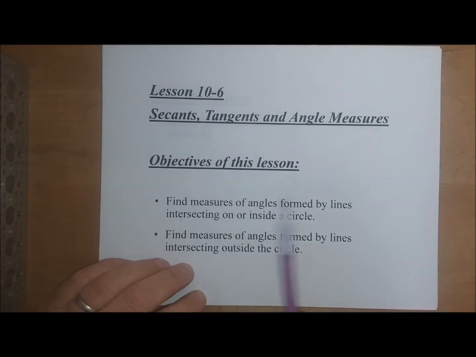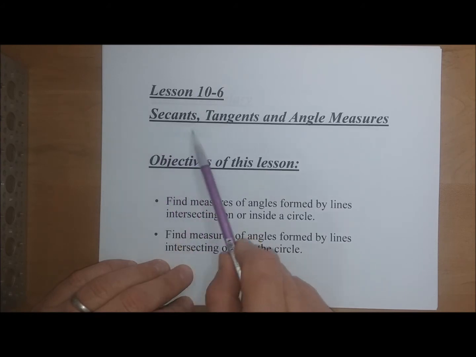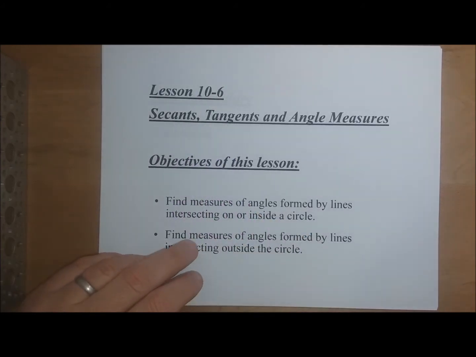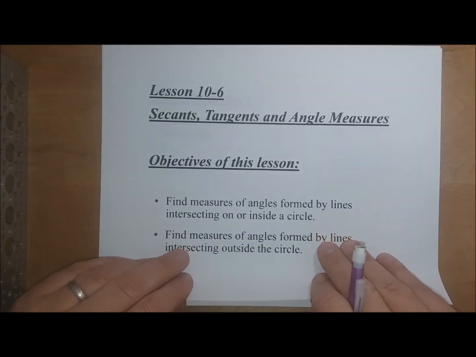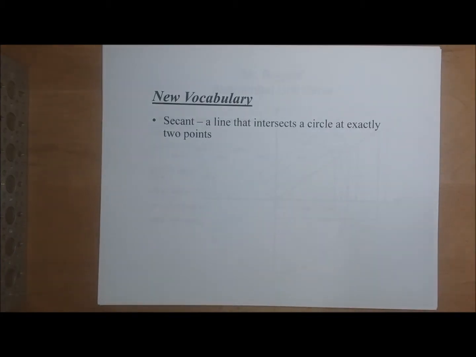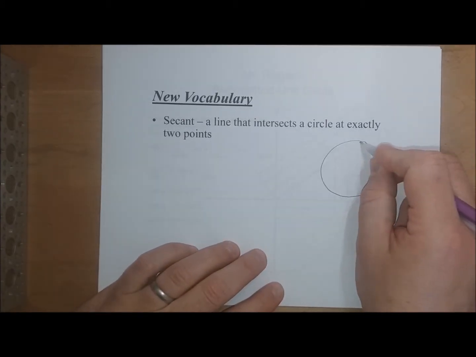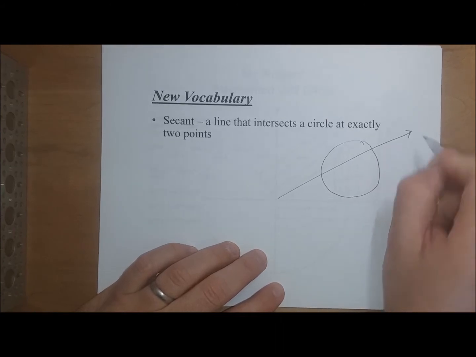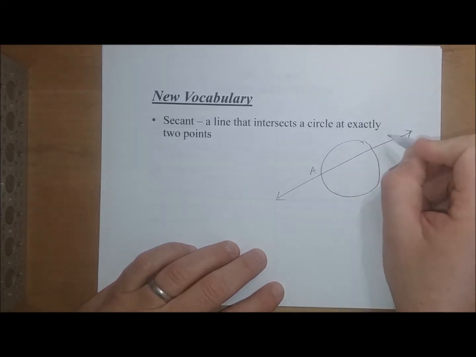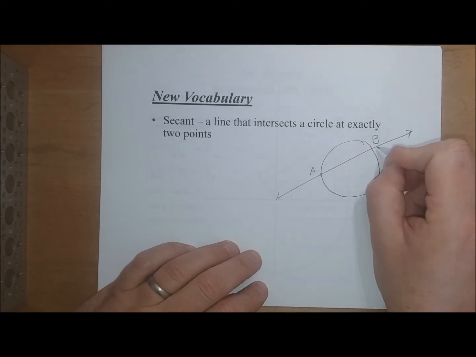Of course, before we get into this, we're going to have to define our new vocabulary, the most prominent of which is this term secant, which is probably a new word for you. So let's take a look at our new vocabulary. A secant is a line that intersects a circle at exactly 2 points. So if we've got our circle here, let's call this one AB. This is a secant. He intersects at exactly 2 points.